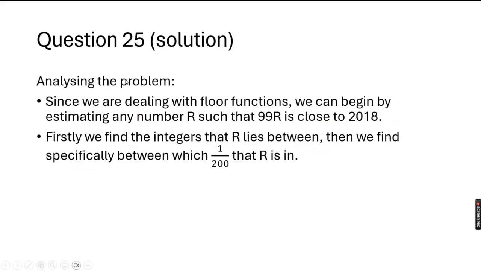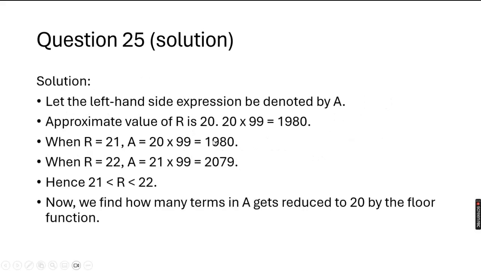So, since we're dealing with floor functions, we can begin by estimating any number r such that 99r is close to 2018. So firstly, we find the integers that r lies between, then we find specifically between which fraction of 200 that r is in. So we let the left-hand side approximation be denoted by a, and the approximate value of r is 20, and therefore 20 times 99 equals 1980.